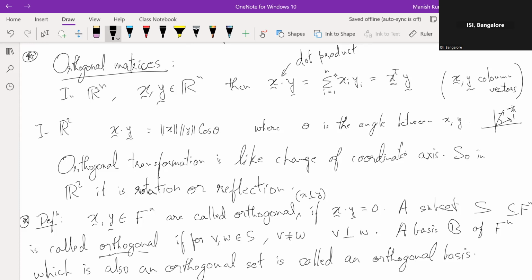So the dot product is basically the length of this vector, and then you can use trigonometry to show that it is the same as the length of this vector times cosine of this angle.